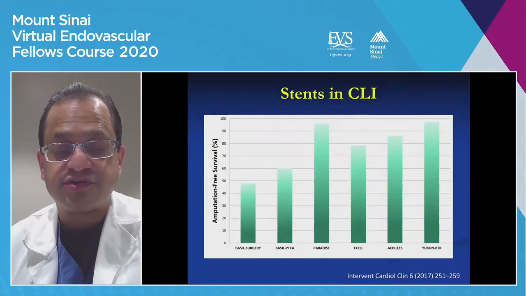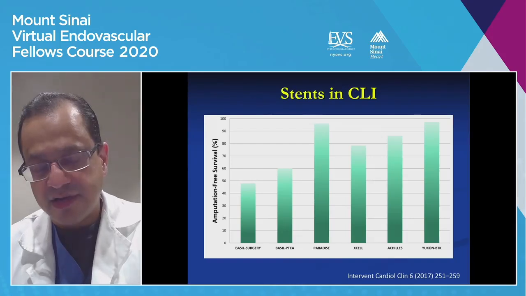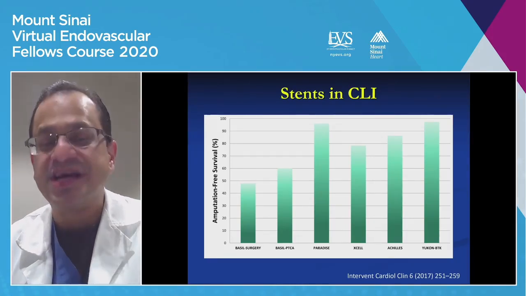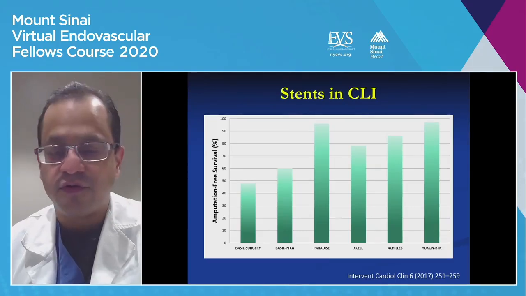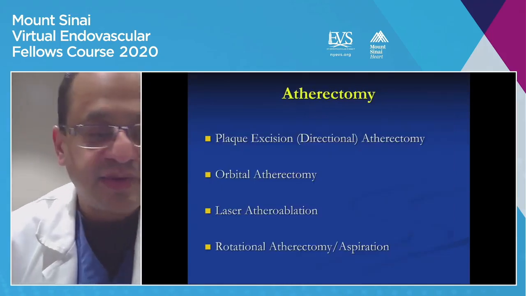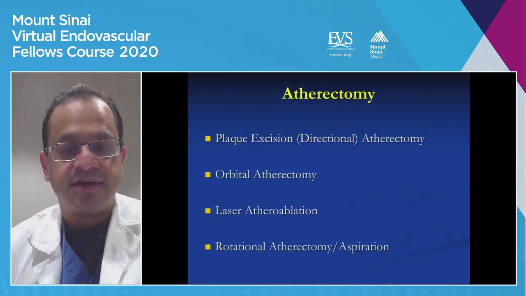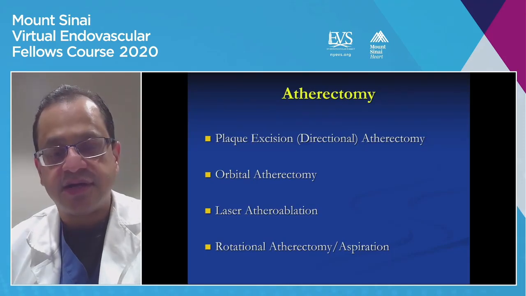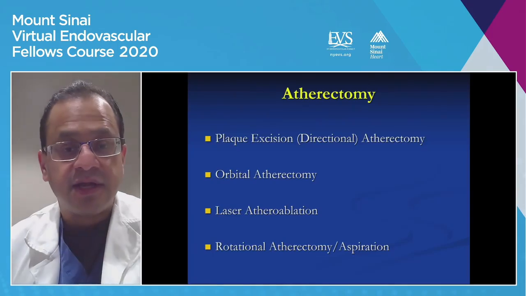Here are the different trials from the BASIL surgery and the BASIL PTCA. Actually, they used the bare metal stent, which didn't do that well. But when you look at the drug-eluting stents from PARADISE and others, they've done pretty good. So when you look at atherectomy, these are the four basic kinds of atherectomy. Again, the data on this has not been very convincing, so the verdict is still out.